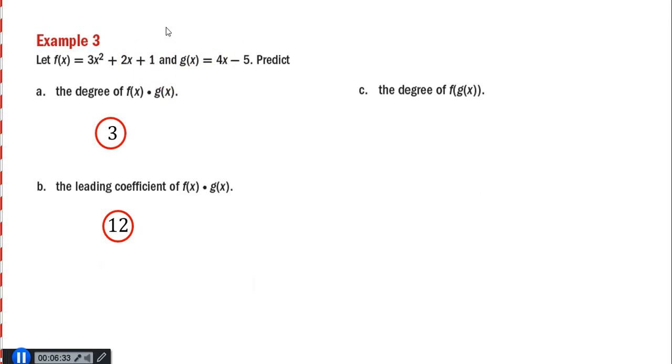Then we can complicate things a little bit further. Now we're going to find or predict the degree of f of g of x. So that means we're going to put g of x, this 4x minus 5, into the x values in this function. So we're going to take this 4x minus 5, plug it in to x, and then evaluate the degree of that. So I'm going to take this right here, and notice this degree is 1, and I'm going to plug it into the largest degree. That's where the largest degree is going to come from. So I'm looking at the largest degree to the largest degree.